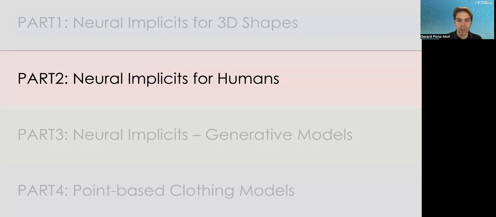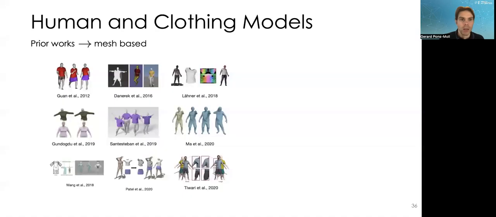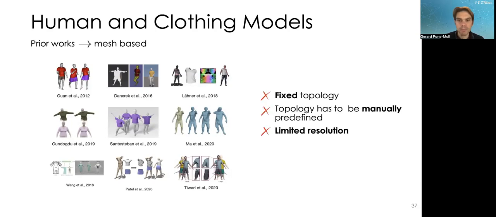In part 1, we saw how to use neural implicit models for general objects, and now we're going to see how to make these models work specifically well for humans. So PART works on modeling people, in particular people in clothing. As we've seen, they are mostly based on meshes, which are convenient for some aspects, but they have problems with modeling topology and very complex clothing. The topology needs to be manually defined, and they are limited in resolution as well.